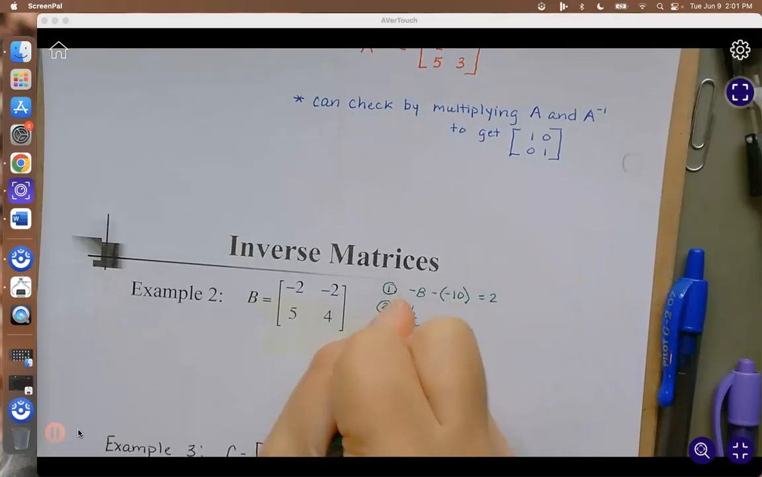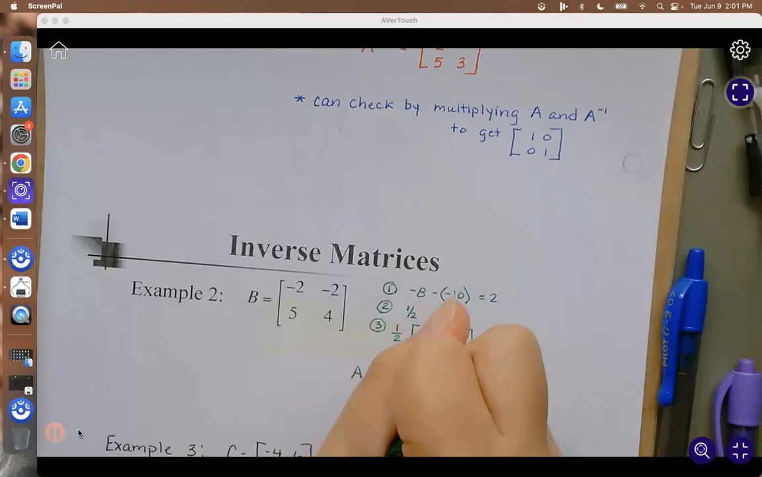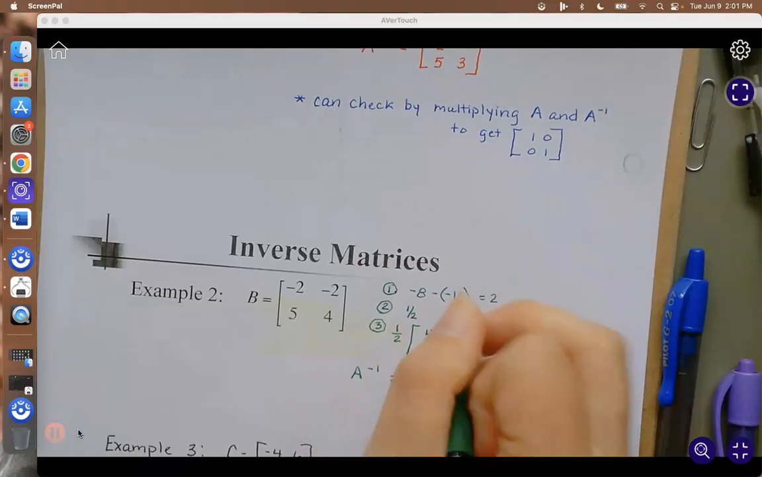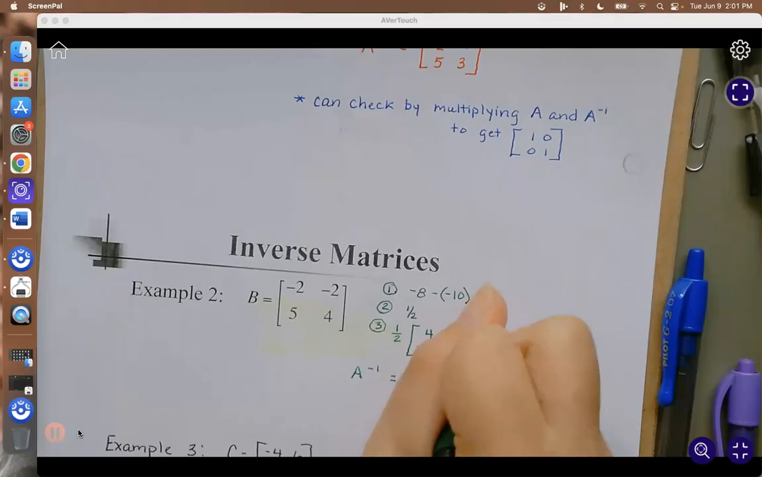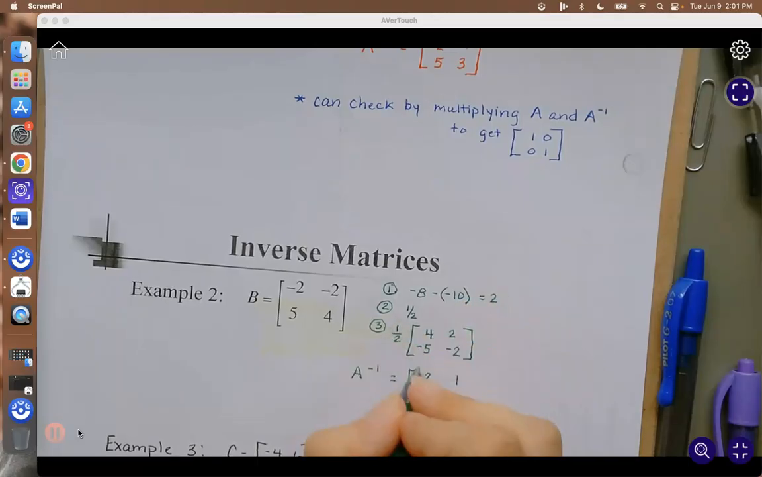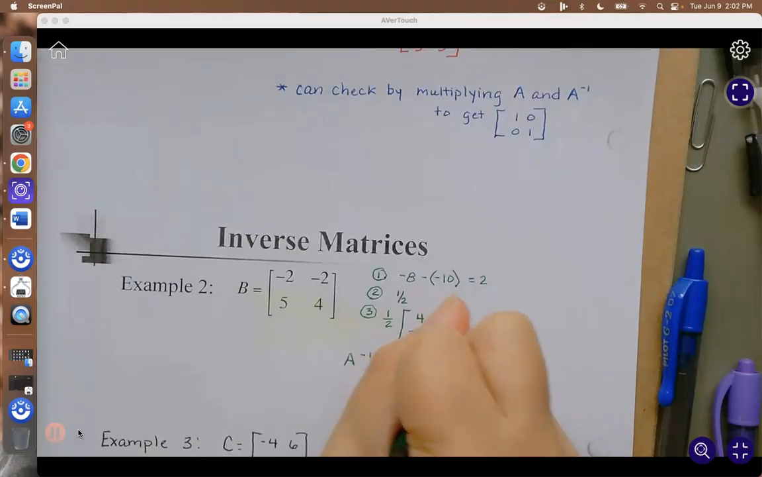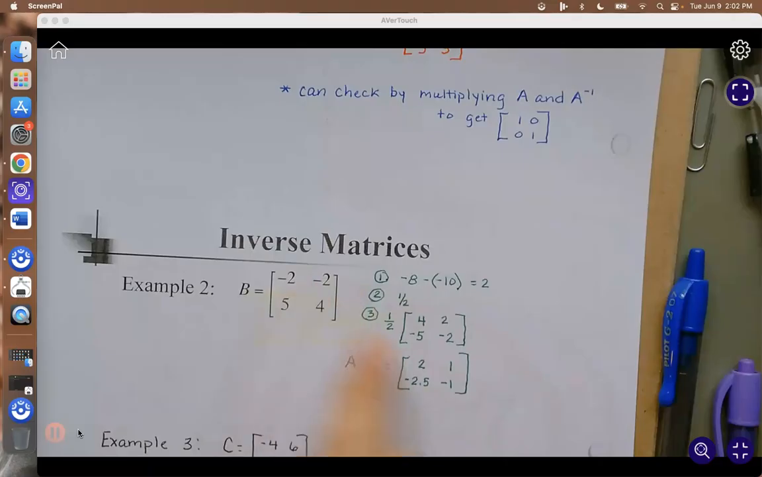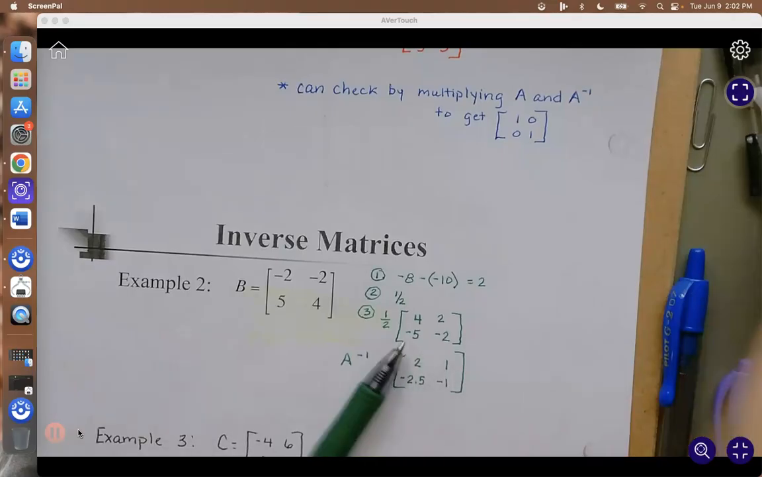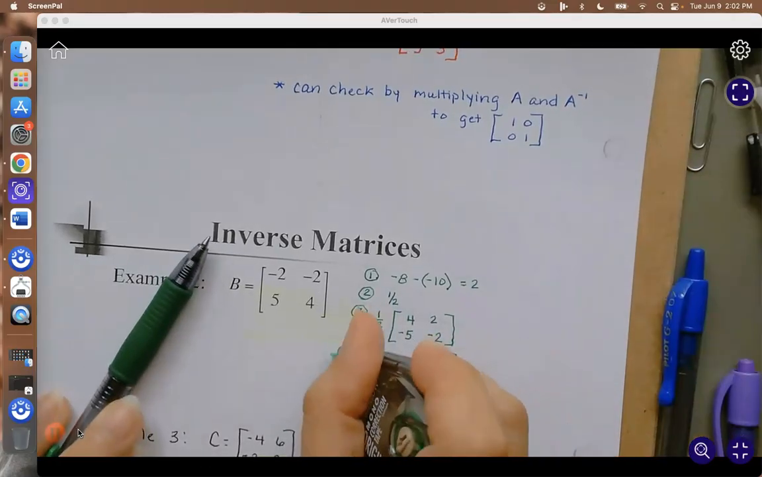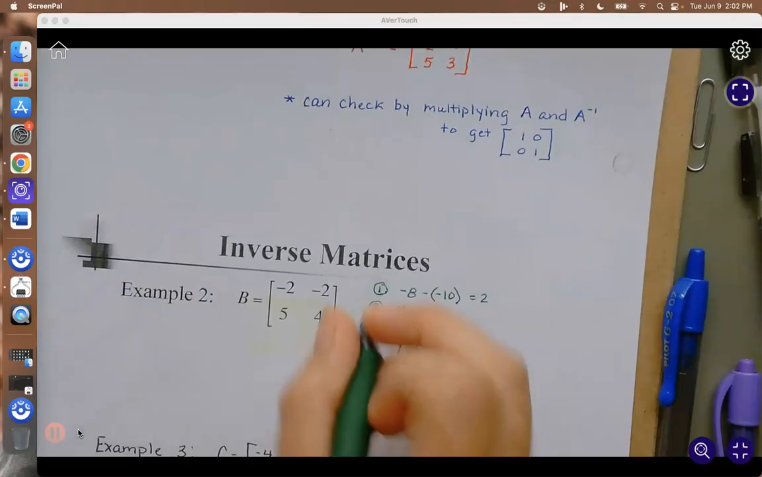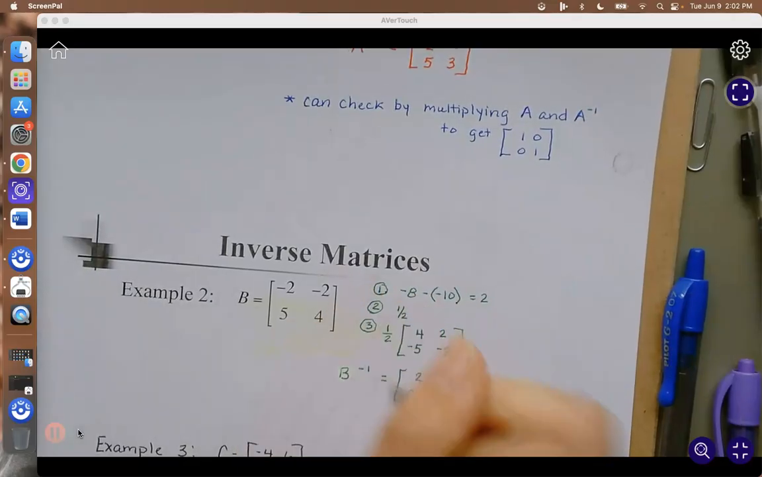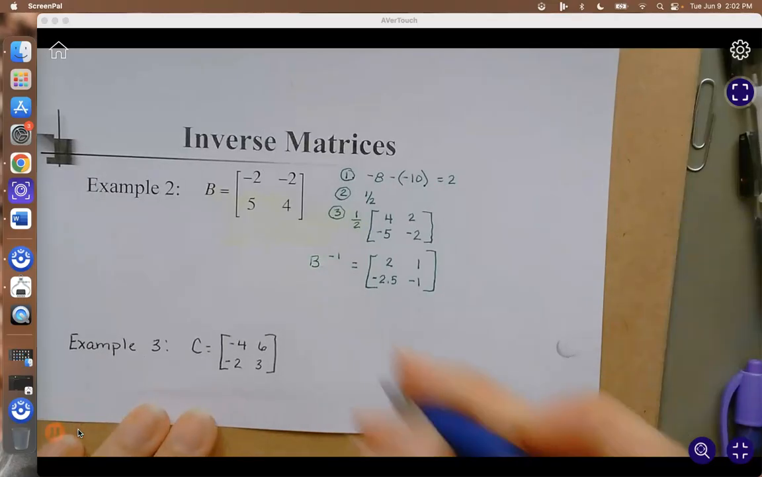So this means that my inverse matrix is, what's half of 4? 2. What's half of 2? 1. What's half of -5? If you need to type that in, you can, but that's -2.5. What's half of -2? -1. And you could do the multiplication there to check. Oh, that's a B. Helps if you know your letters, Miss Evans. All right, here we go. Let's do this last one.